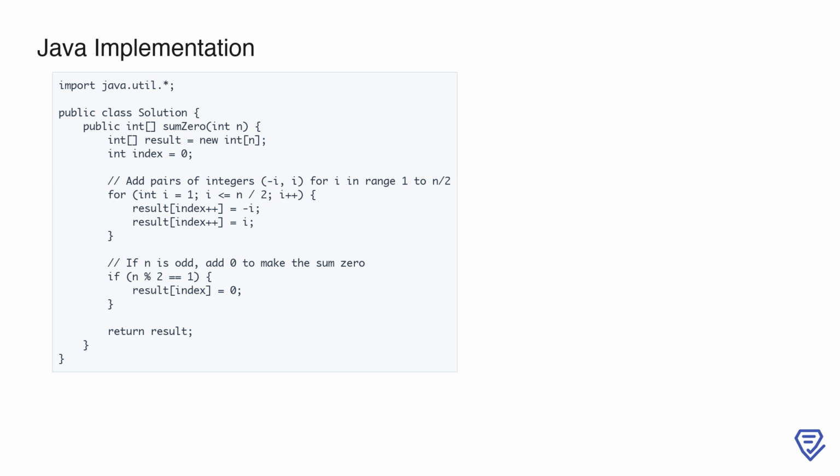The logic mirrors the Python implementation, using an array to store pairs of integers, i and -i, to ensure their sum is 0. If the input size n is odd, a 0 is added to the array. The solution uses a simple loop and conditional check, making it efficient with O(n) time complexity. Key differences from Python include explicit type declarations, array usage instead of lists, and zero-based indexing for array manipulation.